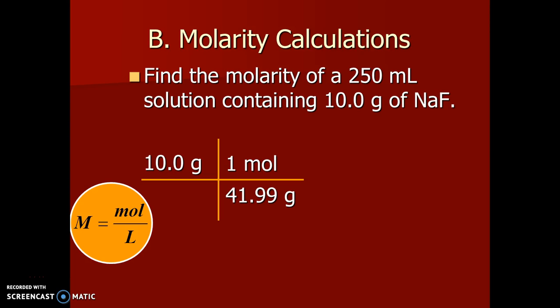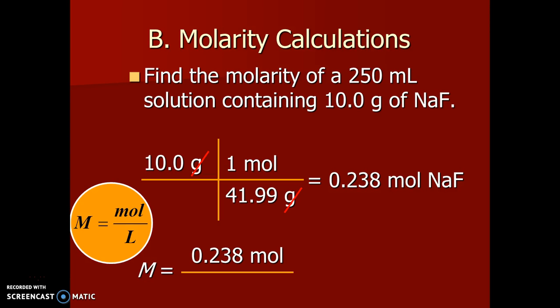So the molar mass of sodium fluoride is 41.99 grams. So we're going to divide the 10 by that molar mass, and we're going to see that this is equivalent to 0.238 moles of sodium fluoride. Now we're simply going to take those number of moles, 0.238 moles, over the number of liters of solution. Now 250 milliliters is equivalent to 0.25 liters. And we know that because there's 1,000 milliliters in 1 liter. So please make sure you have your numbers in the proper units before you put them into the molarity equation.